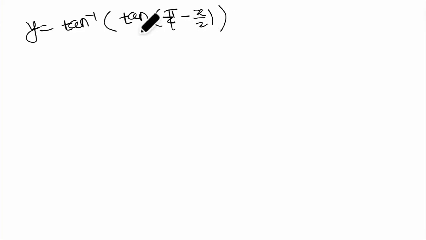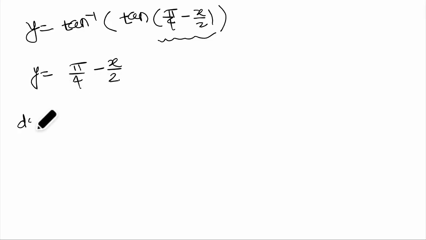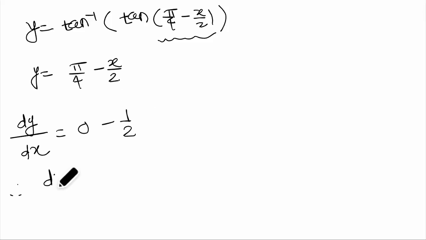Tan inverse of tan is nothing but the x value. So y will be pi by 4 minus x by 2. Now we have to find the differentiation of this function: dy by dx equals pi by 4 is constant, so its derivative is 0, minus x by 2 has derivative minus 1 by 2. So your final answer will be dy by dx equals minus 1 by 2.